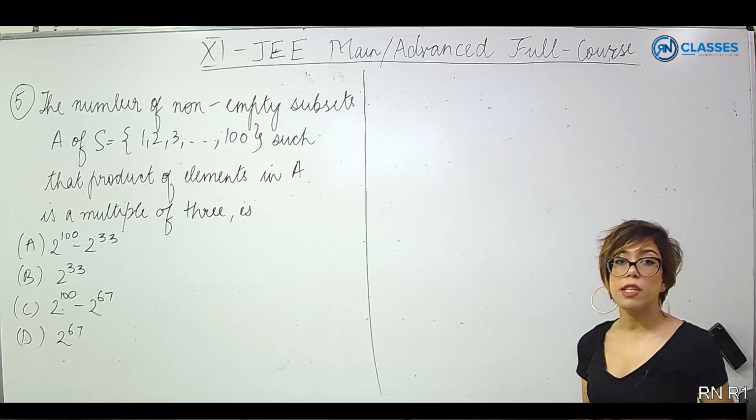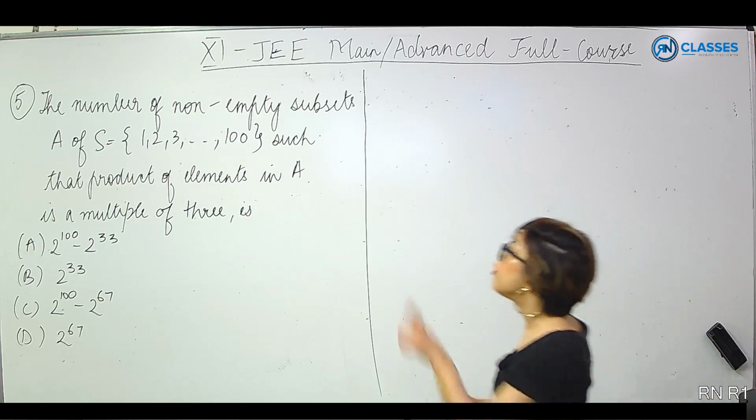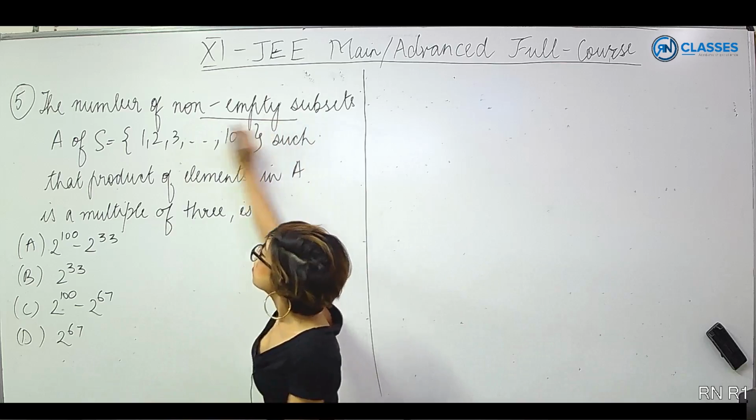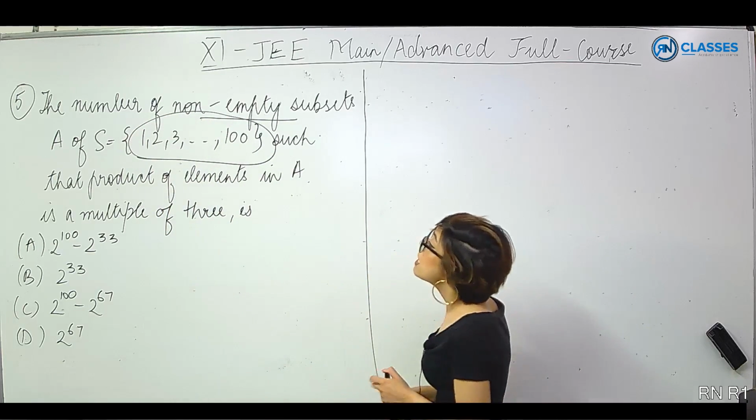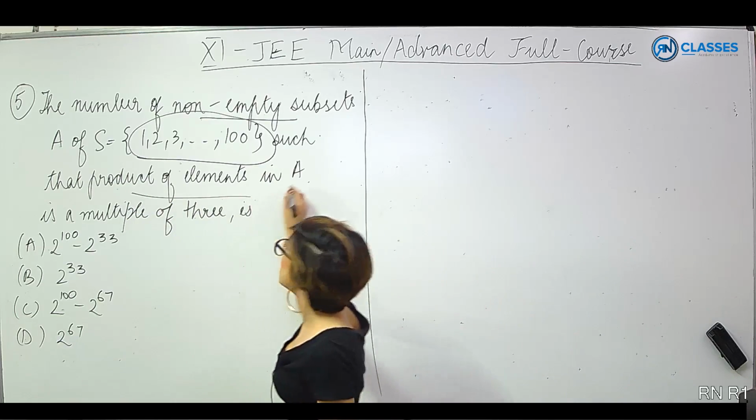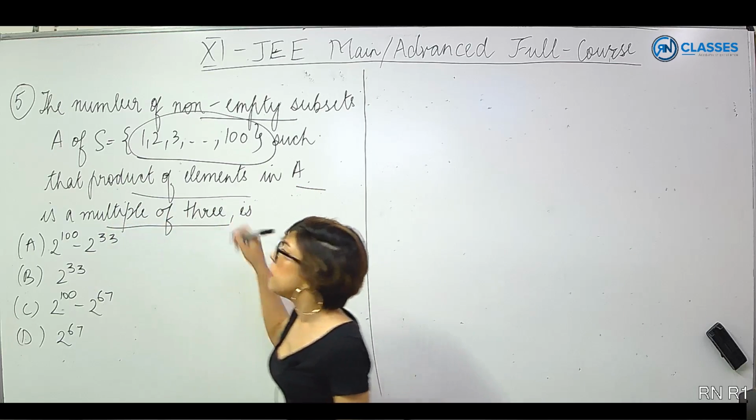Alright, on to the next one. Now, he says the number of non-empty subsets A of the set which contains the first 100 natural numbers, such that the product of elements in A is a multiple of 3.